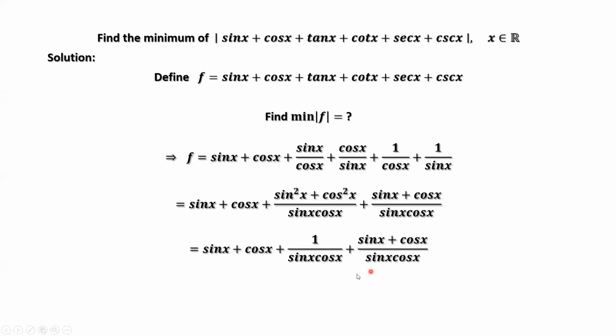In this expression of f, we have 2 terms: sine x plus cosine x, and sine x times cosine x. The question is, can we convert sine x plus cosine x and sine x times cosine x in terms of cosine? Let's consider sine x plus cosine x.